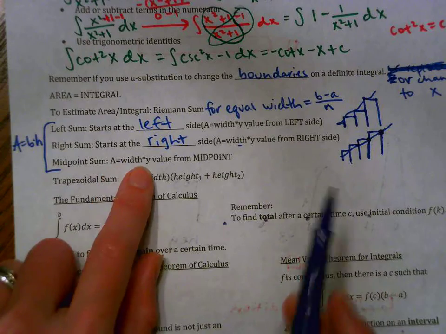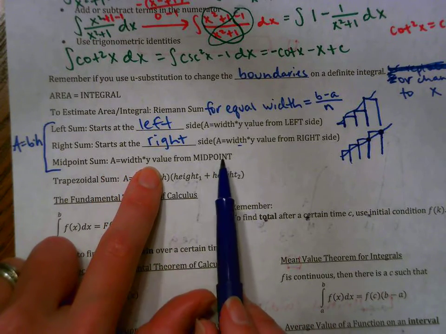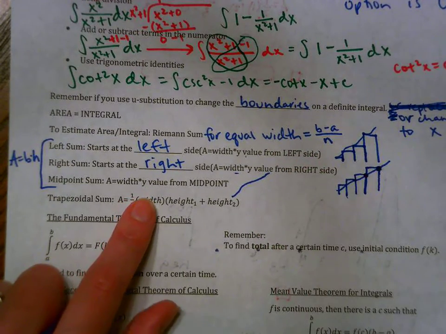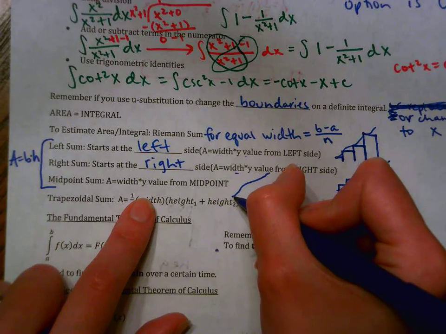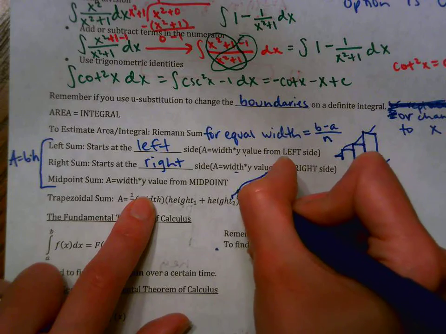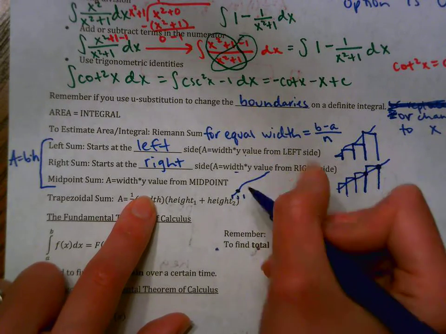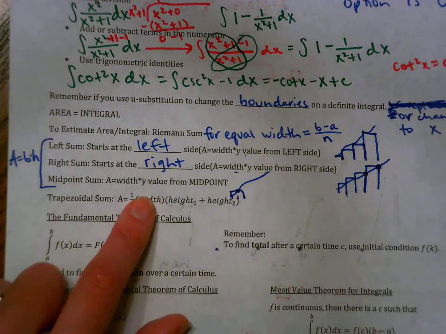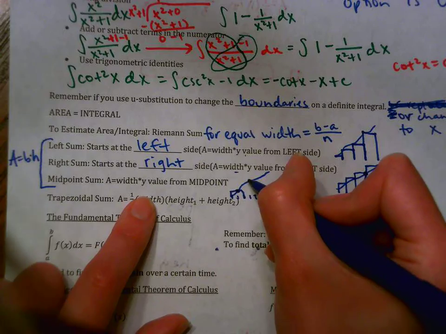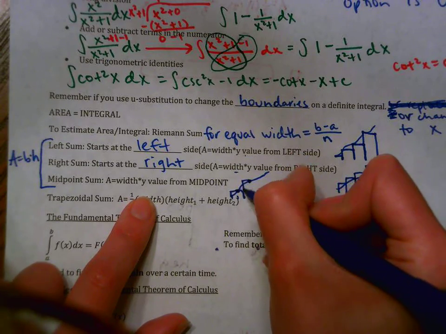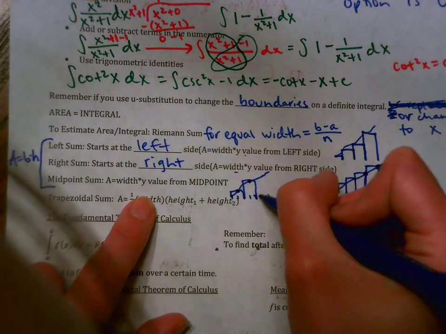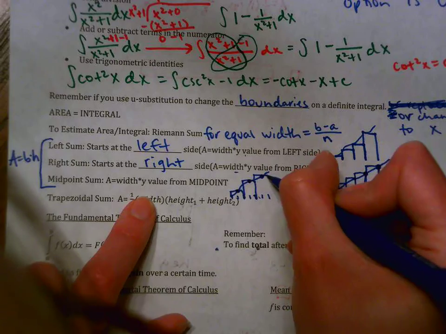And then midpoint is you use the middle y value as your height. So what would that look like if you had the same looking function? Well, you'd find your width. So let's say the first rectangle goes from here to here. Well, then you'd find the middle and find that y value on your curve, and then you go over to the left side, over to the right side for that rectangle. Same thing if the next one goes from here to here, you find the middle, find that y value, and you go over to the left, over to the right. If you have one more, find the middle, go up to that y value, over to the left, over to the right.